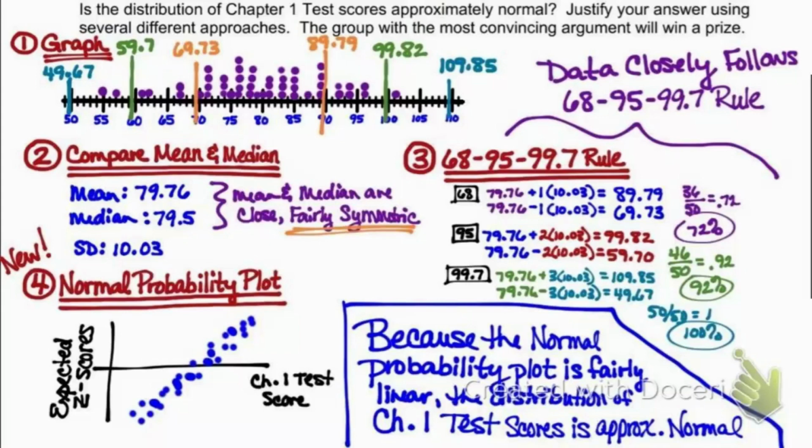2 standard deviations away, now I'm at 46 out of those 50 test scores. 46 out of 50, that's 92%. Close to 95, right? 99.7, 3 standard deviations away, that's 50 out of 50. That's 100% of the test scores. Close to 99.7. So about following that 68, 95, 99.7 rule.